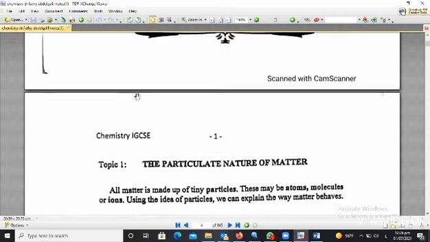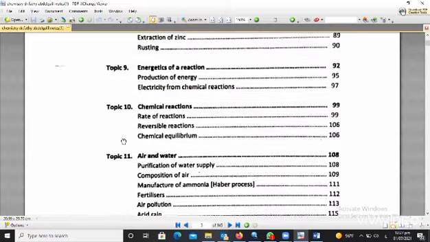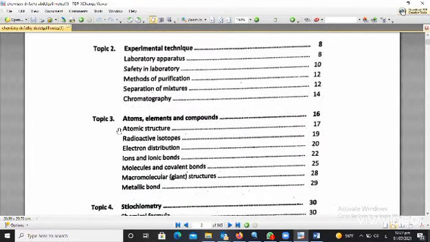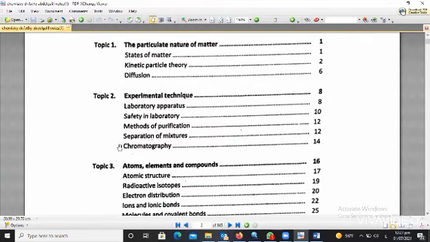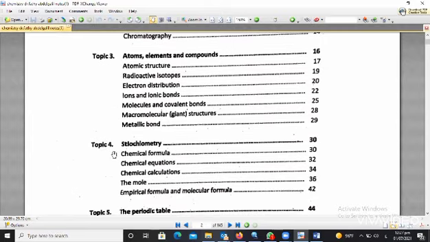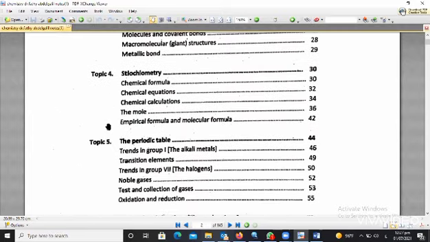Okay, again, here are the topics we talked about at the beginning of my video. Topic one, as I told you, states of matter. Topic two, experimental techniques. Topic three, atoms and elements. Topic four, named stoichiometry. And we talked about this topic that it's concerning mathematical calculations.